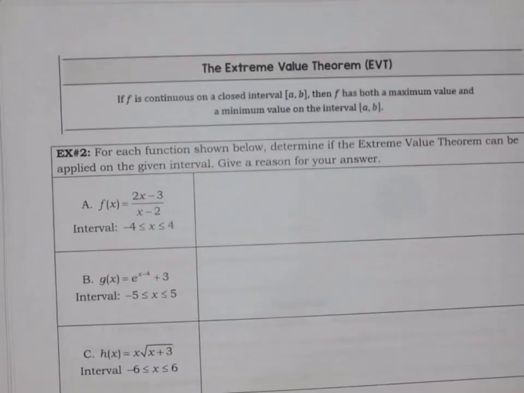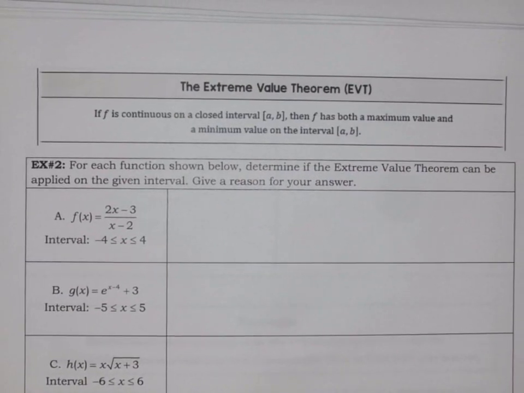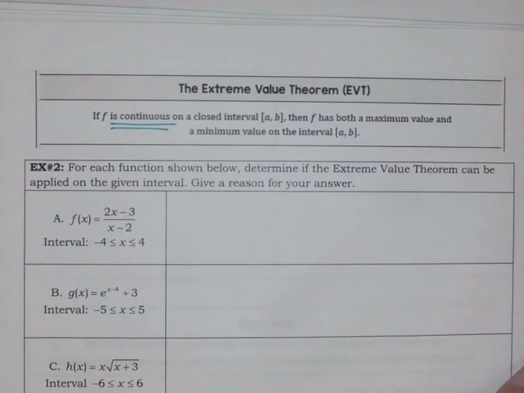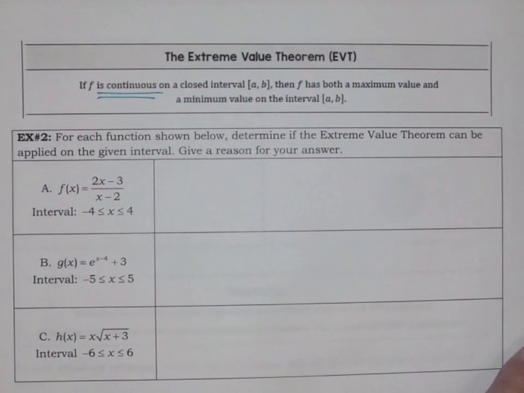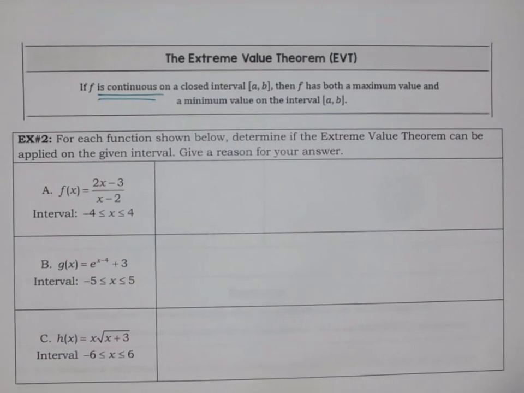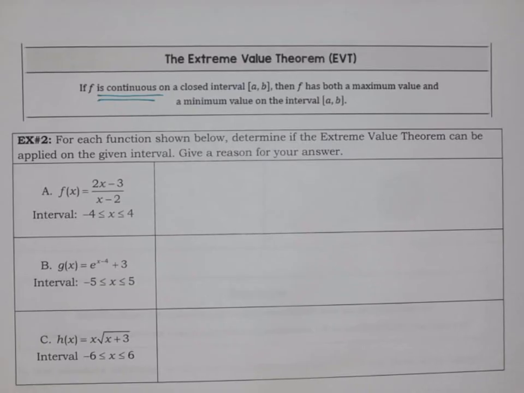All right, extreme value theorem says if f is continuous on the closed interval, then f has both a maximum and a minimum value on the interval. So what it's saying is that as long as the function is continuous, then I can guarantee it's got a max and a min. For our example 2, for each function shown below, determine if the extreme value theorem can be applied on the given interval. So remember, the function has to be continuous for it to apply.